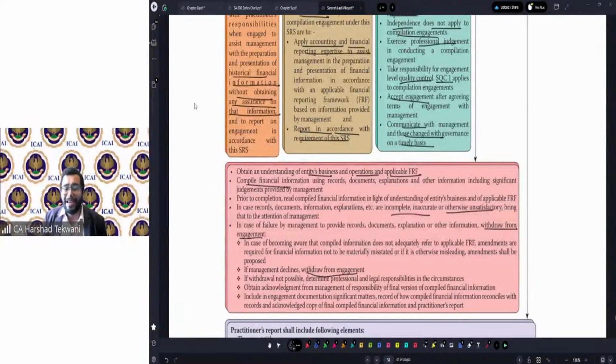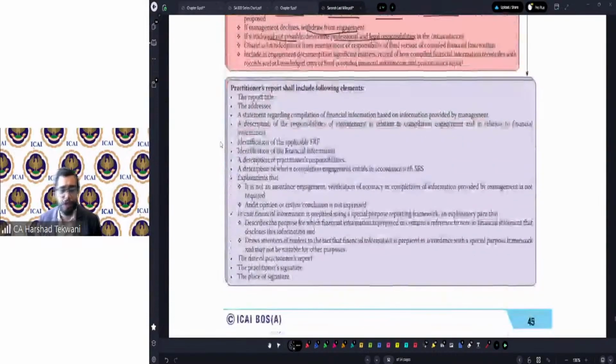You need to compile the financial statement only when the financial information compiled is not materially misstated or misleading. Means after compilation, if you think that the compiled financial information is not materially misstated and is not misleading, then only do the compilation and issue the report. Otherwise, do not issue the report. And if withdrawal is not permissible, because sometimes, because of the contractual obligation, withdrawal is not permissible, then what you will do is check your legal and professional responsibilities, what you can do in this scenario. And then you issue the report.